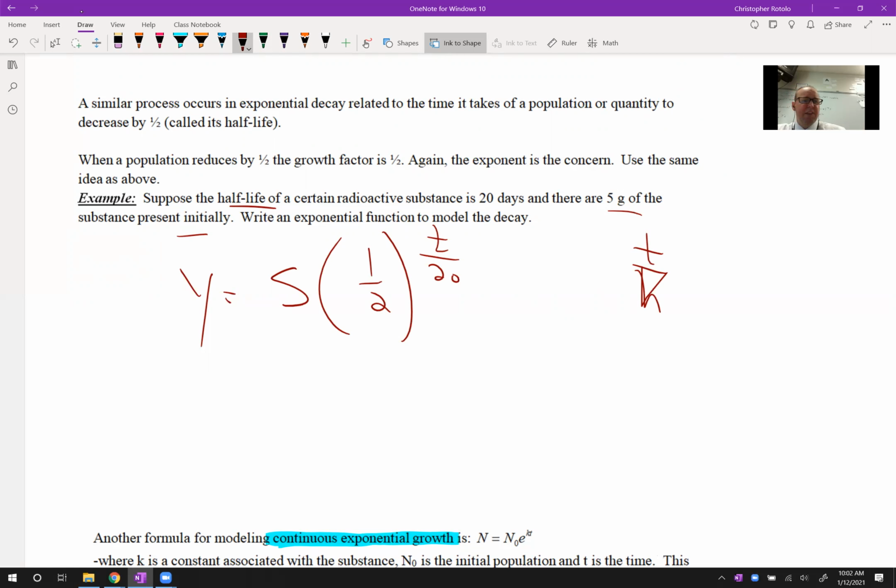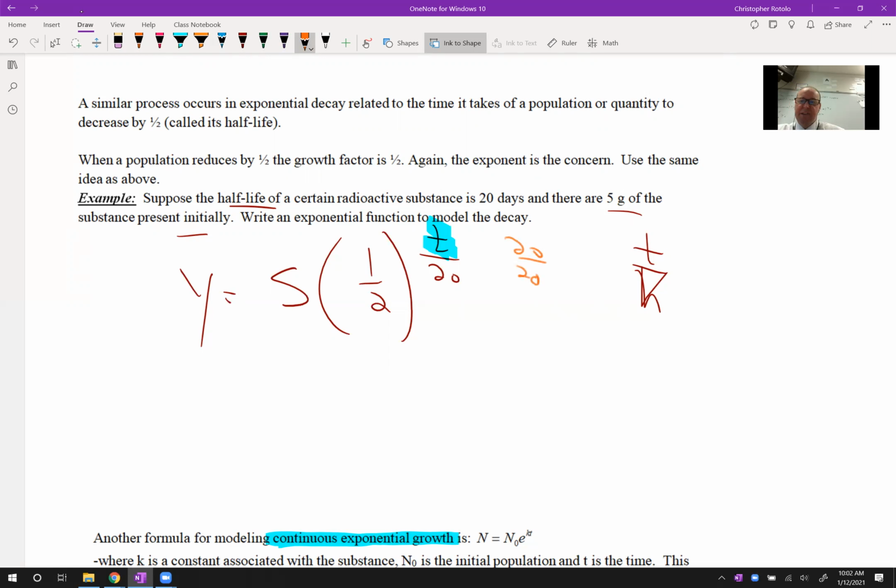Let's try and get this to make sense, because you're thinking, okay, I'll follow along and just trust you on this one. Think about this. If we started off with 5 grams of whatever it is, and I put 20 in here, 20 divided by 20 is 1. So I would take half of the 5, right?